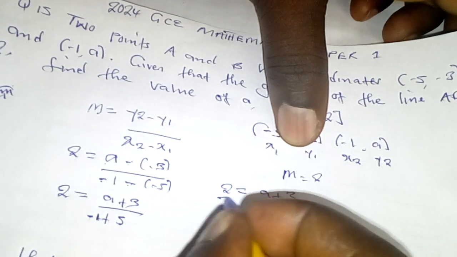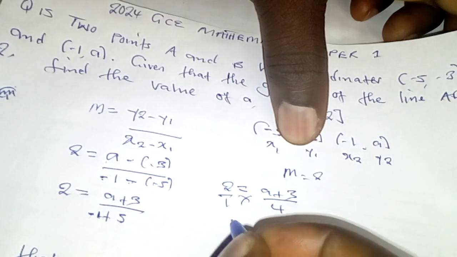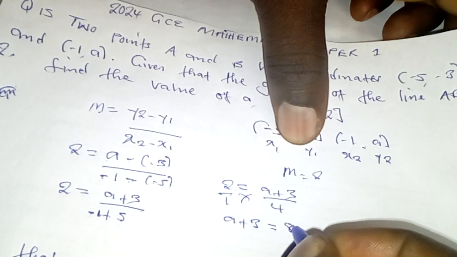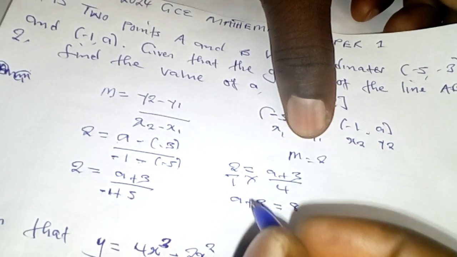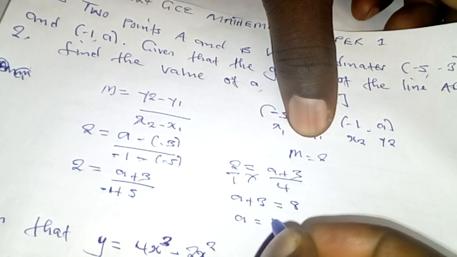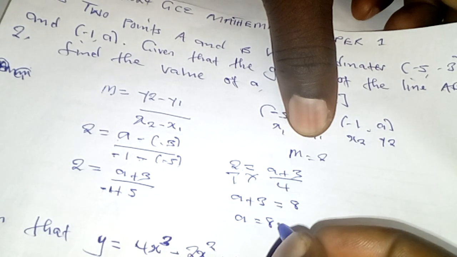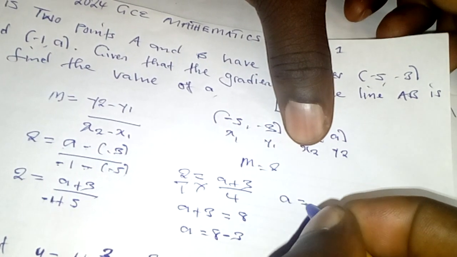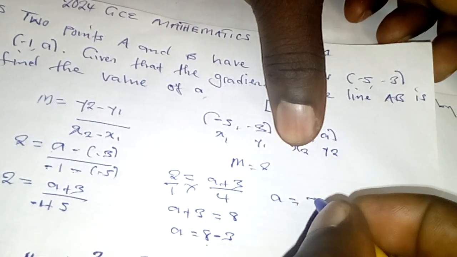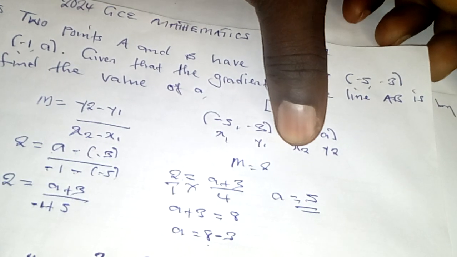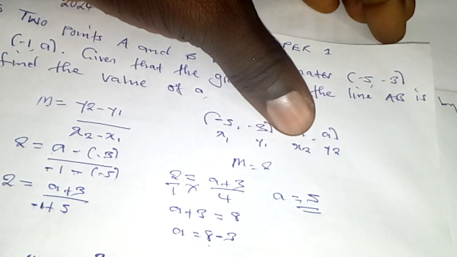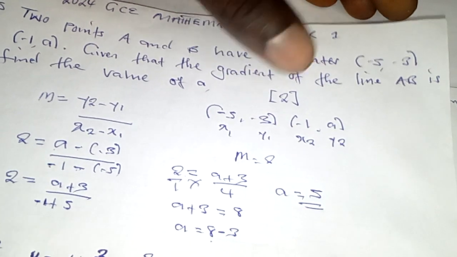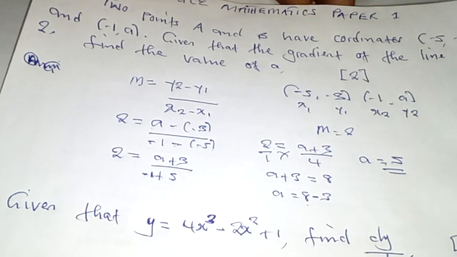From here we are going to cross multiply. So a plus 3 equals 2 times 4, which is 8. So a equals 8, then the 3 comes to this side and the sign will be negative. So a will be 8 minus 3, which is 5. So a is equal to 5. That is the value of a. Okay, this was question 15a.